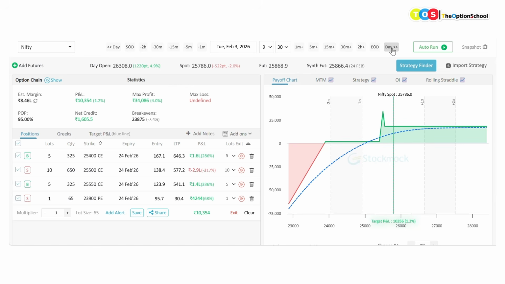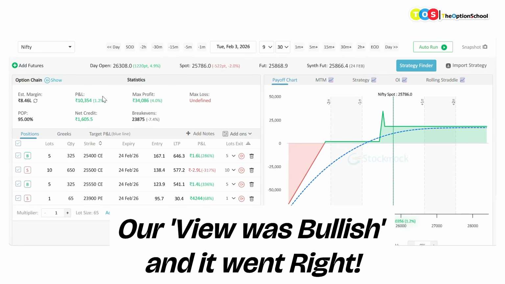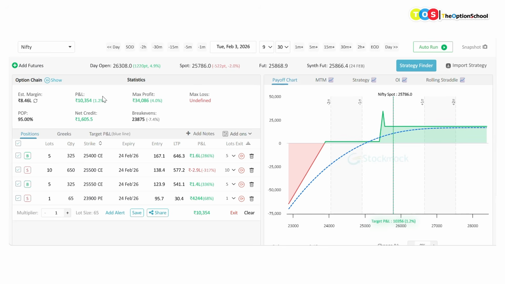Next day, oh, a huge big gap up, almost 700, 800 points, and the trade is already giving me a decent profit now. Already I am 10,000 rupees plus in this trade just after one day, because the view was bullish, the view went right, and we are making some money, right? But still we are very comfortable.